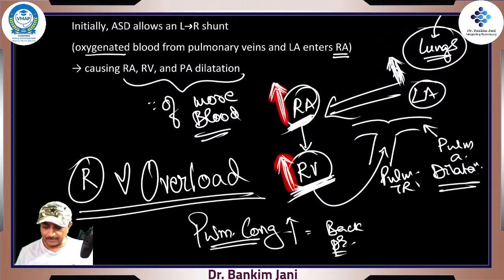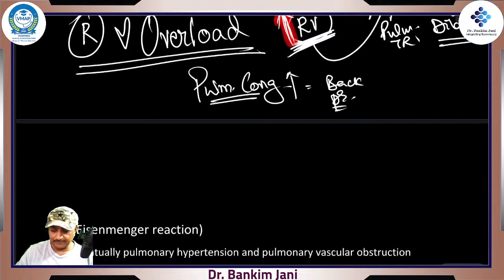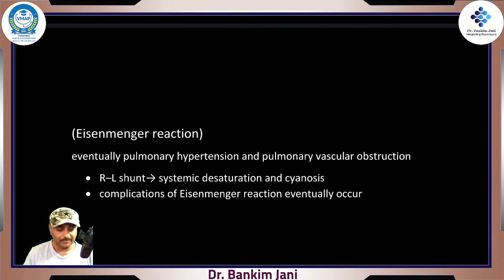And at one point of time, because this pulmonary congestion is constantly increased, a new thing develops. The shunt is reversed. Now the blood is going from right atrium to left atrium because it is patent in between the space, that septum is defective. So it shifts from right atrium to left atrium. And this is what is called as the Eisenmenger reaction, right?